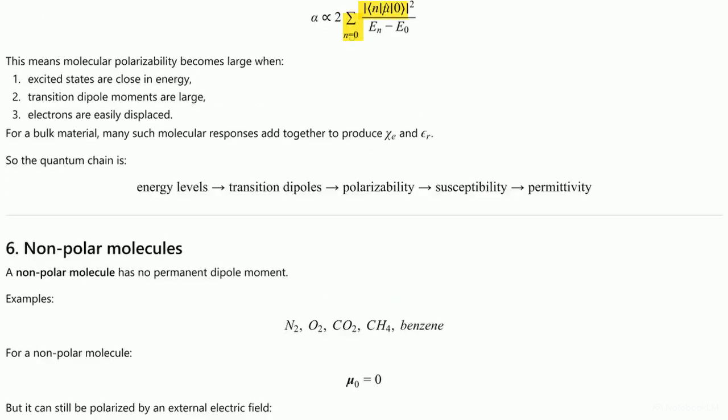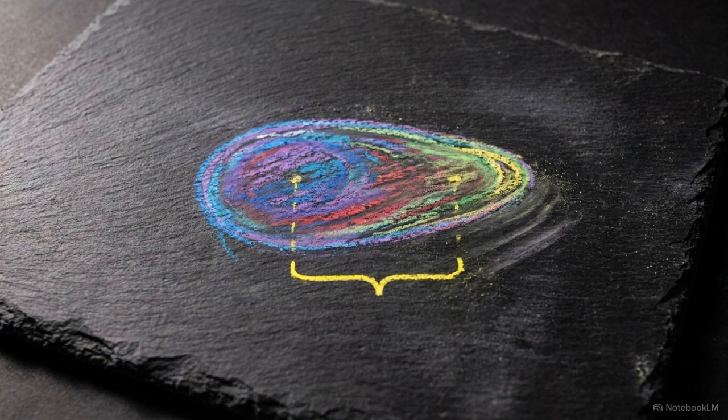This external force forces the ground state to mix with higher energy excited states. As a result, the electron cloud shifts its physical geometry. We call this geometric shift the induced dipole moment. The proportionality constant that determines exactly how easily this electron cloud deforms is alpha, molecular polarizability.